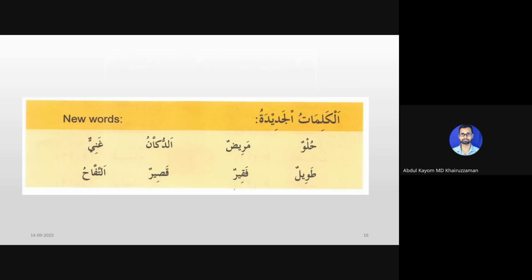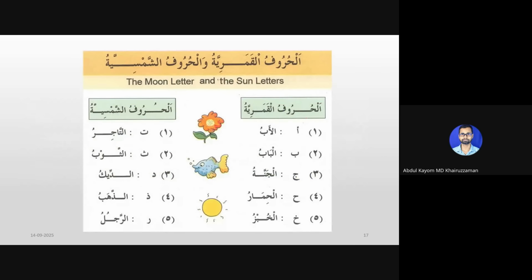So we have understood. Then in this space the new words are given. Al-kalimatul jadida means new words. Halwun, we know, sweet. Maridun, sick. Ad-dukkanu means shop. Ghaniyun, rich. Tawilun, tall. Faqirun, poor. Qasirun, short. At-tuffahu, apple.